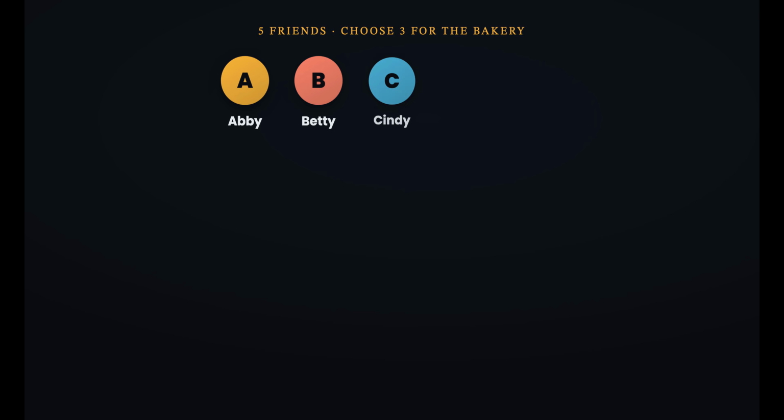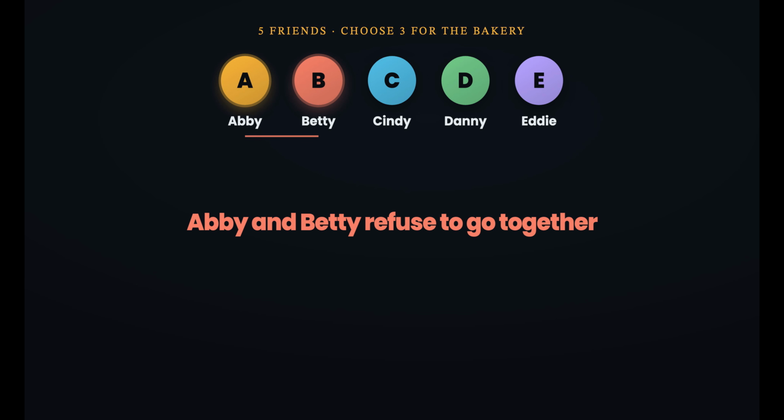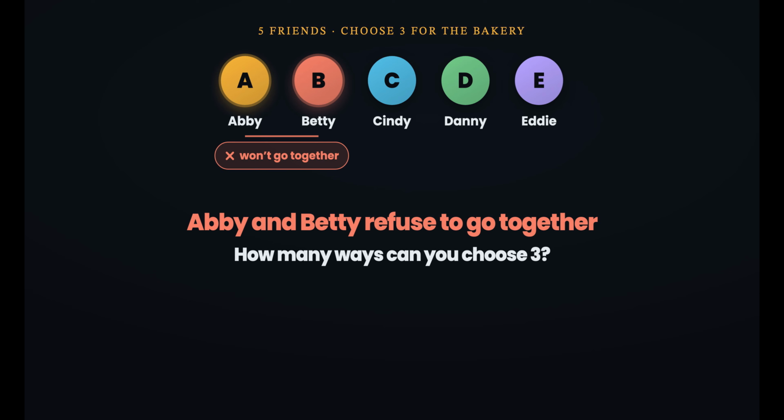Imagine there are 5 friends: Abby, Betty, Cindy, Danny, and Eddie. You need to select 3 of them to volunteer at your bakery, one to do the dough, one in charge of baking, and another one for icing. But Abby and Betty recently had an argument and refused to go together. How many ways can you choose 3 friends for the job?